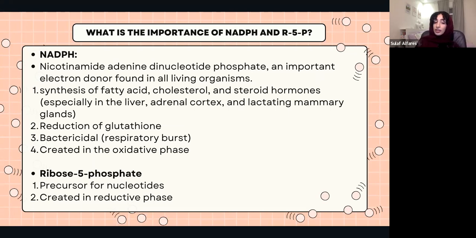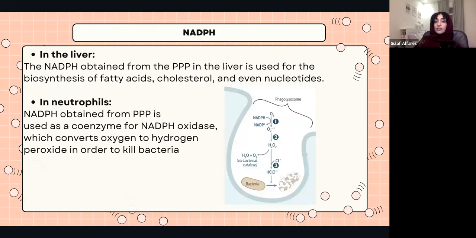And this is going to be created in the second phase or the reductive phase. Okay, let's talk about NADPH again. In the liver, we already said it, it's going to participate in the biosynthesis of many different things. Now, what's important is the neutrophil, because in the neutrophil, it has very important bactericidal activity. We said that the word bactericidal just means that it's going to help kill bacteria.